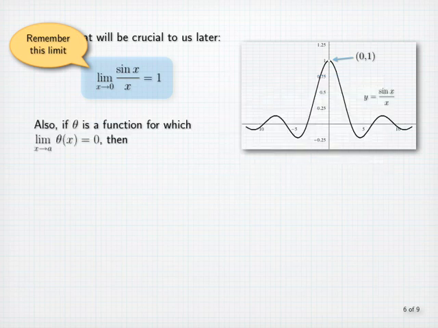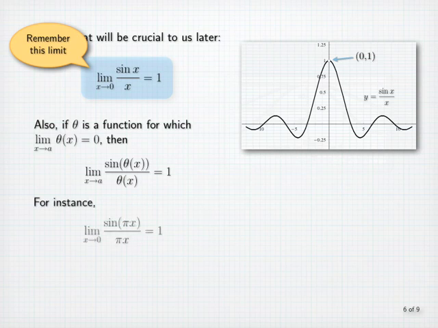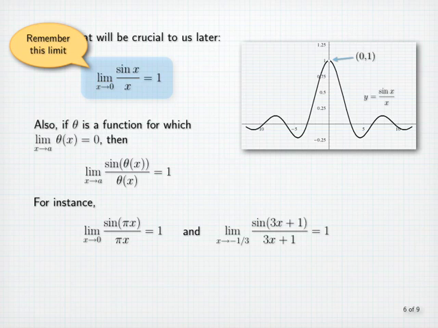Also, if theta is a function of x for which the limit as x approaches a of theta of x equals 0, then the limit as x approaches a of sine of theta of x divided by theta of x equals 1. For instance, the limit as x approaches 0 of sine of pi times x divided by pi times x is going to equal 1. And the limit as x approaches minus 1/3 of sine of 3x plus 1 divided by 3x plus 1 is equal to 1. So what's happening here is that the limit will be 1 so long as the argument in the sine function in the numerator corresponds exactly to the denominator and approaches 0 as x approaches a.